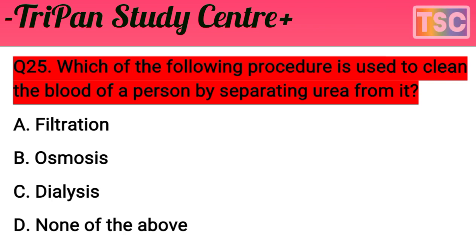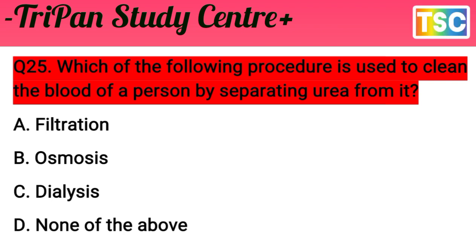A. Filtration. B. Osmosis. C. Dialysis. D. None of the above. The question is very interesting. You know that dialysis is a procedure used to clean a person's blood by separating urea from it. So option C, dialysis, is correct for this question.